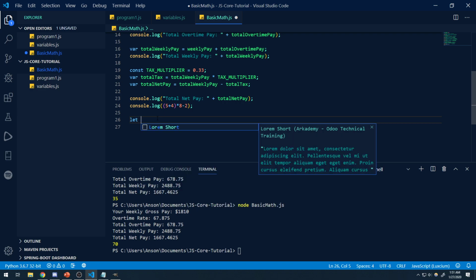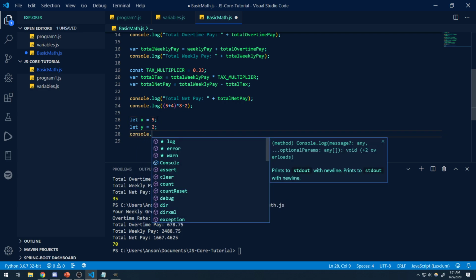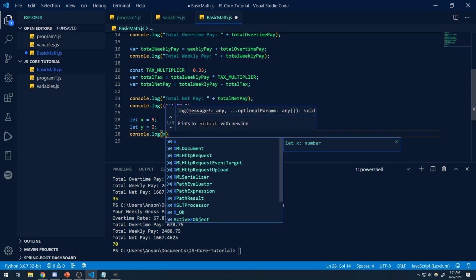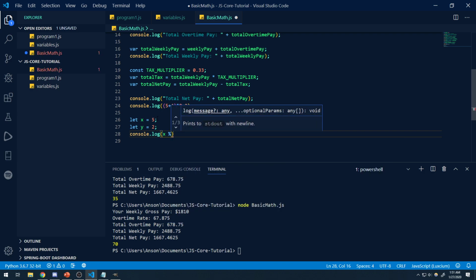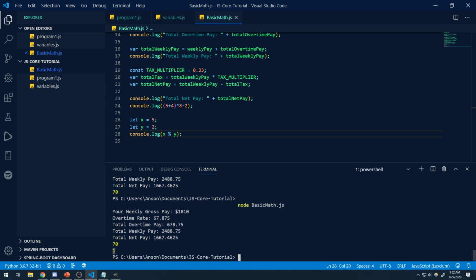So we're just going to declare a variable, let x equals 5, let y equals 2, and let's just say console.log x mod, percent sign, y. So this is basically saying 5 divided by 2, but give me the remainder of 5 divided by 2, right? 5 mod 2, okay? What's the remainder of 5 divided by 2? 2 goes into 5 2 times, and it has a remainder of 1. So you can guess that x mod y, 5 mod 2, the output of this is going to be 1, as you can see right down over here.